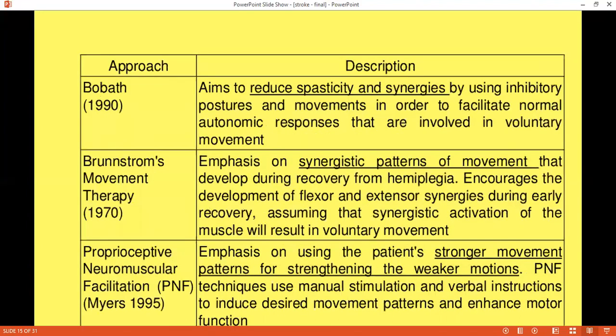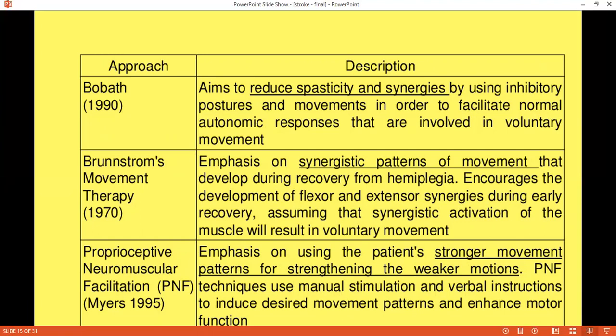The Bobath approach, which was introduced in 1990, helps to reduce spasticity and synergy by using posture and movement in order to facilitate automatic responses that are involved in the movement. The Brunnstrom movement therapy, which was introduced in 1970, emphasizes synergistic patterns of movement developed during recovery from hemiplegia, encouraging development of flexor and extensor synergies during early recovery, assuming that synergistic activation of the muscle will result in voluntary movement.